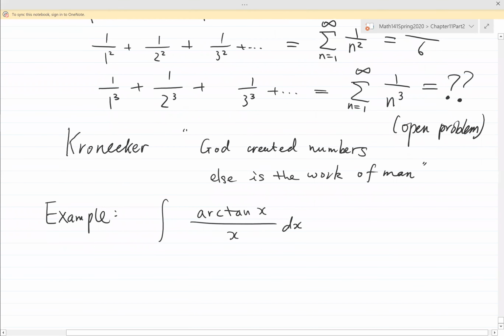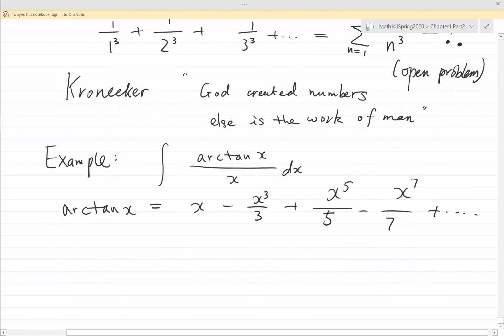Remember arctan. We just find a power series representation of arctan. The power series representation of arctan x is x minus x cubed over 3, an alternating sum of all the odd powers divided by the odd numbers, etc. Here we assume x is bounded, its absolute value is bounded by 1. So when x is 1, this is still valid.